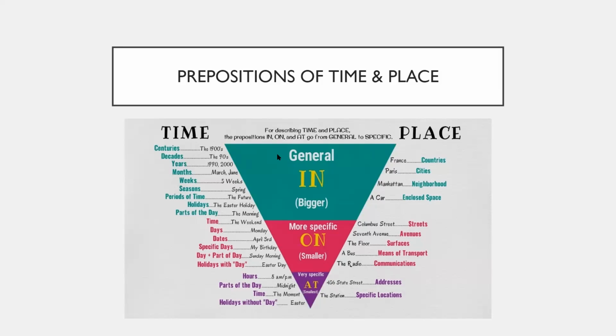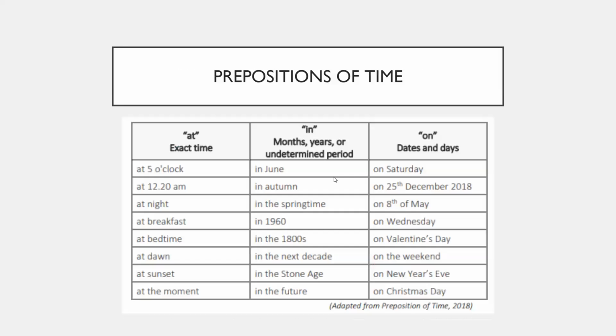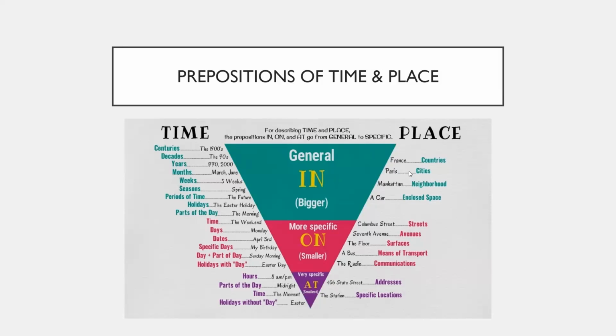Okay, so you use in for time, for centuries, in the 1900s, in the 90s, years, months, weeks, and so on. Okay, in 5 weeks, in March. I was born in March, not at March. Okay, holidays or parts of the day. Okay, when will you meet me? Oh, I will meet you in the morning. In. Okay, all right.